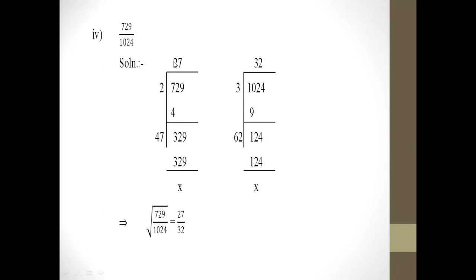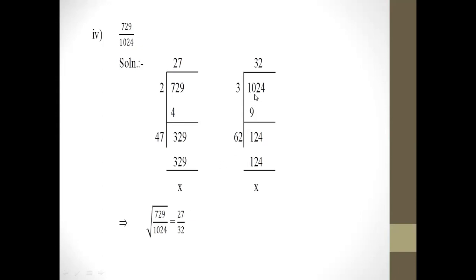Now 2 plus 2, what will come? 4. So with 4, you have to take one number and the same number you divided here. So 47 multiply 7, you get 329. So that means the square root of 729 is 27.